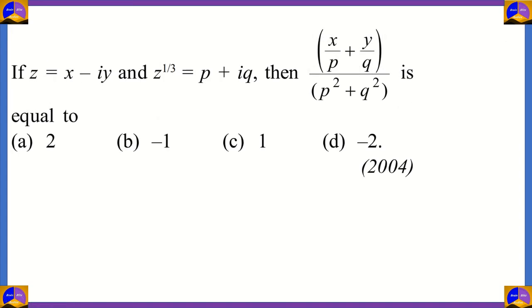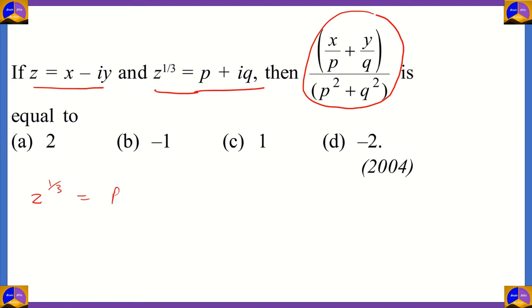Let's look at the next question. If z equals x minus iy and the cube root of z is given as p plus iq, then you need to find the value of (x by p plus y by q) whole divided by p squared plus q squared. So how do we solve this question? We will use the second given relation. So cube root of z is p plus iq.